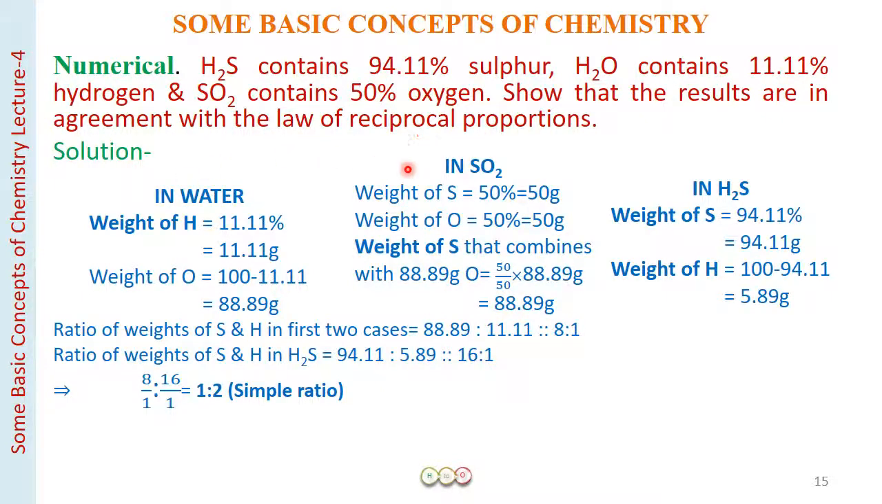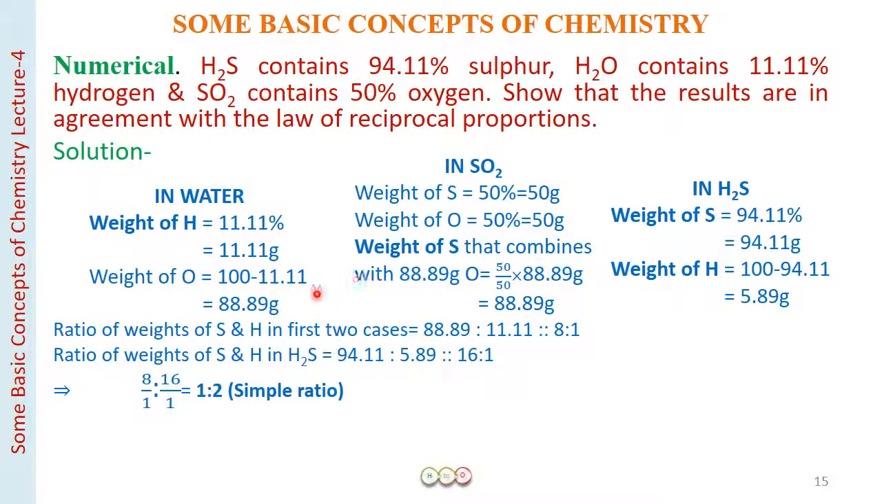So we have water and we have sulfur dioxide. What is common in both of them? Oxygen, right? So what we will do is we will fix the weight of oxygen and then see what is the ratio of hydrogen and sulfur. So weight of hydrogen according to the data is 11.11%. So this is 11.11 gram, and weight of oxygen would be 100 minus this 11.11, so 88.89 gram. In sulfur dioxide, because we had 50% oxygen, 50% is sulfur. So 50 gram sulfur and 50 gram oxygen.